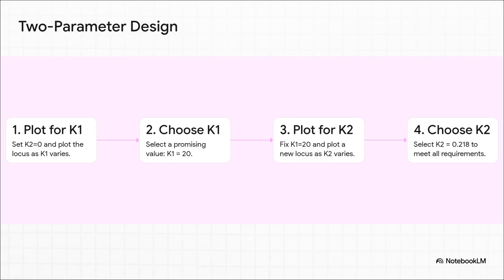Well, you use this really clever trick. You just tackle them one variable at a time. First, we pretend K2 is 0, and we draw the entire root locus just for K1. This first map lets us pick a good starting point for K1, in this case, 20. Then we lock K1 in at that value, and we draw a completely new root locus, but this time varying K2. This second map is what shows us how to fine-tune the system to meet all our final design goals.